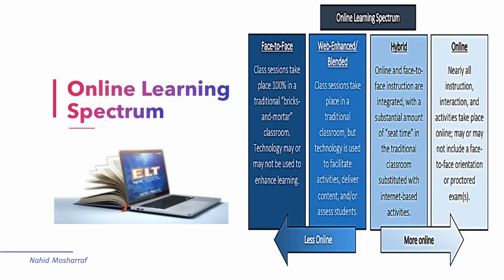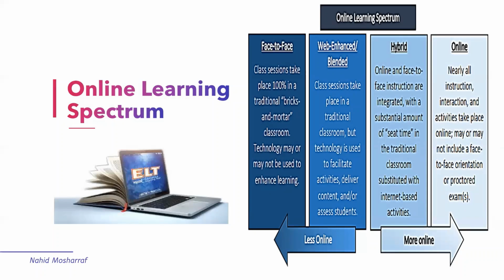First one, you can see the face-to-face learning system, that is the physical classroom, in which teacher and students are present in the class. Class sessions take place 100% in a traditional bricks and mortar classroom. It's an example. And technology may or may not be used to enhance learning. So it is completely dependent on the teacher, whether he or she considers technology in the class. For example, he or she wants to add a laptop, or is using multimedia, or whatever she wants to use. But this is the completely physical classroom.